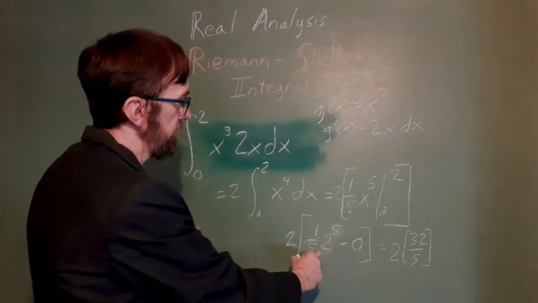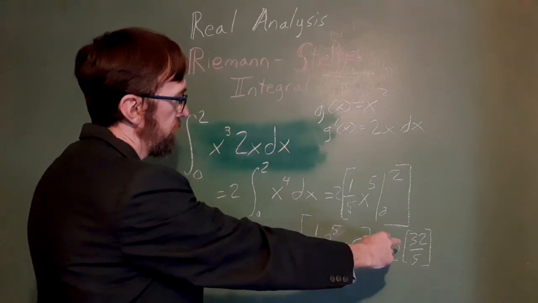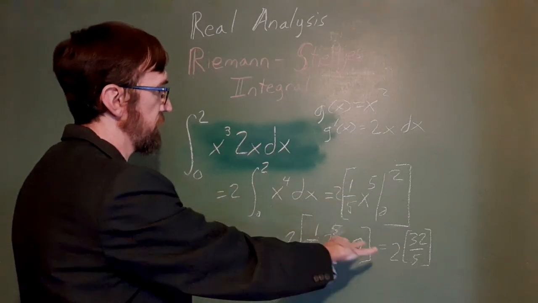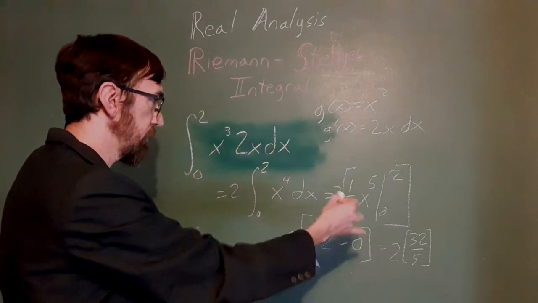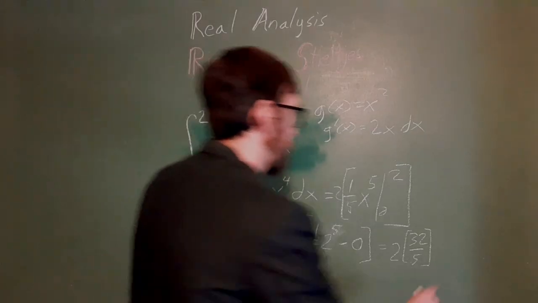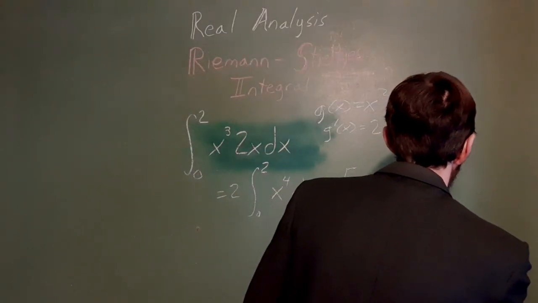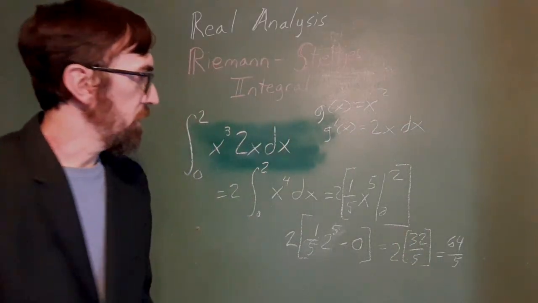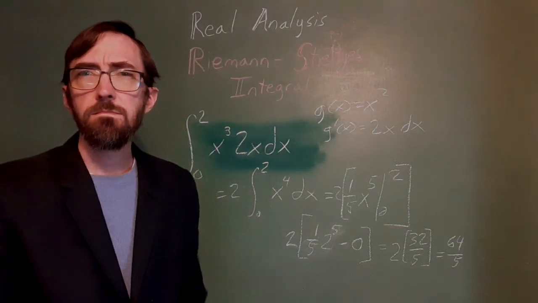So evaluating this for 2, we have 32/5. Putting 0 into this gives us 0. So then we have 2 times this, so we have 64/5 as our solution.